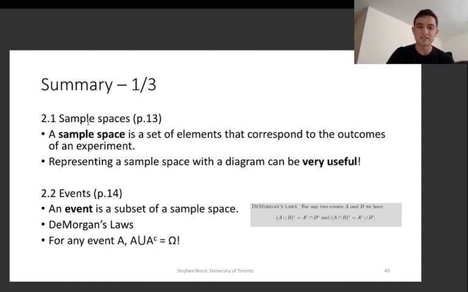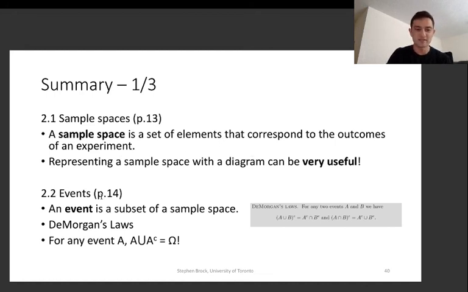Section 1 was on sample spaces. A sample space is a set of elements that correspond to the outcomes of an experiment. We can represent a sample space with a diagram, and this can be very useful.